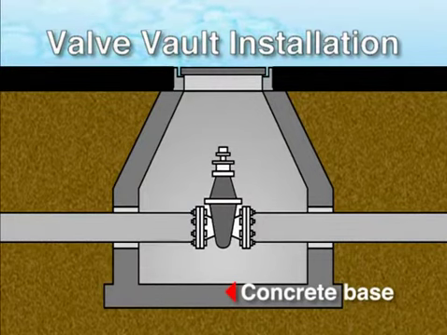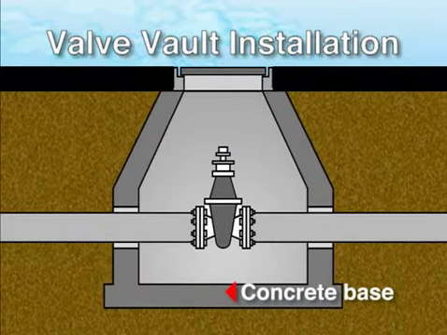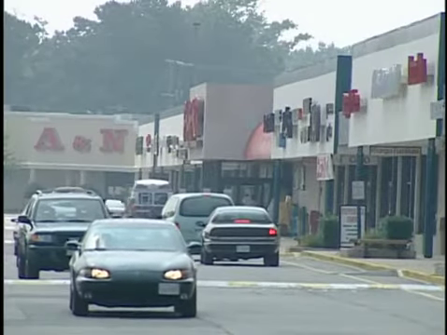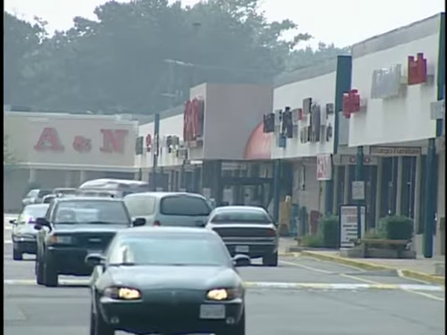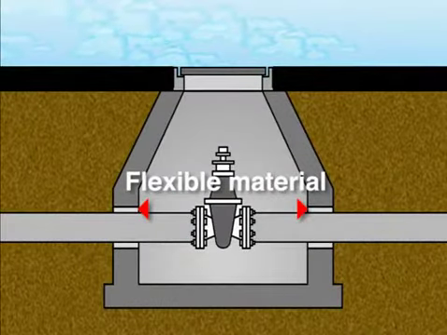Once again, it's important the bottom of the vault is on firm ground, so the vault won't sink and cause the weight of traffic to exert pressure on the water main at the points where the pipe goes through the vault walls.